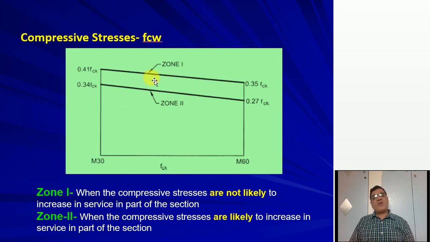Now for zone 1, again the values are given in terms of FCK. For M30 to M60 linear variation is given. So for M30 it is 0.41 FCK, which reduces to 0.35 FCK for M60 concrete, and for zone 2 it is 0.34 FCK, which reduces to 0.27 FCK for M60 concrete. So zone 1 values are on the higher side and zone 2 values are on the conservative side.